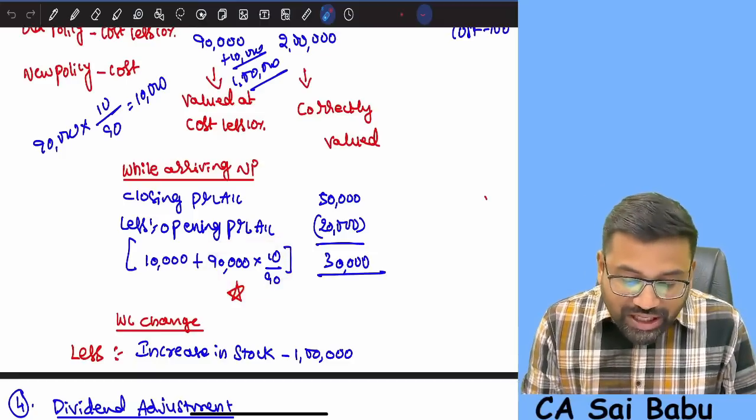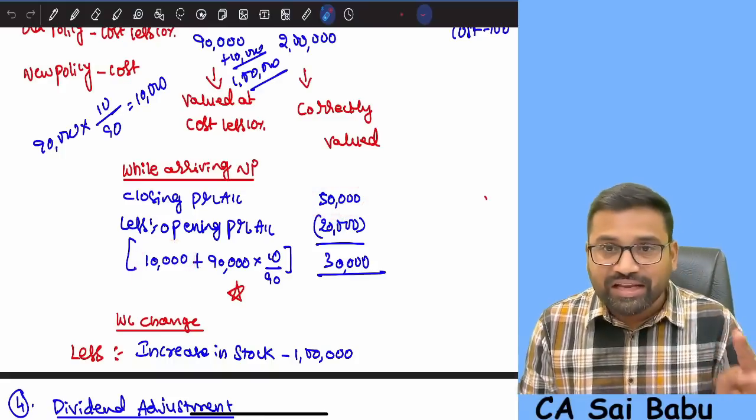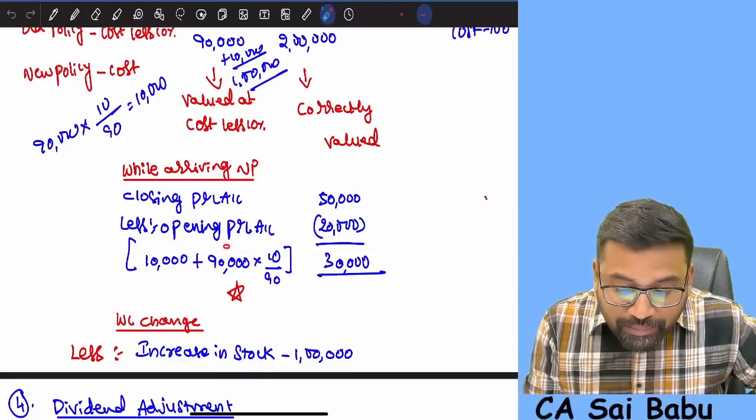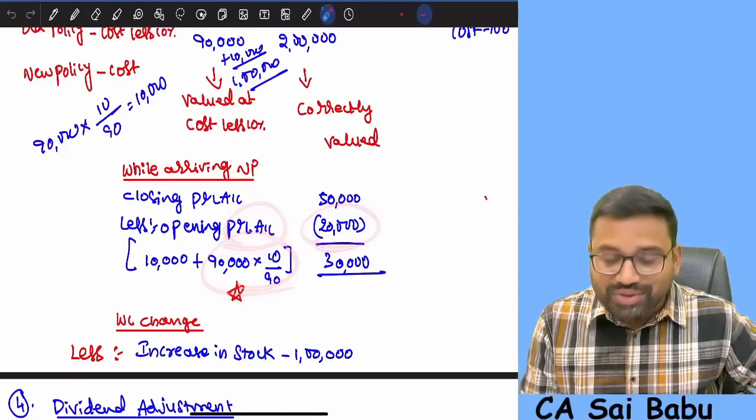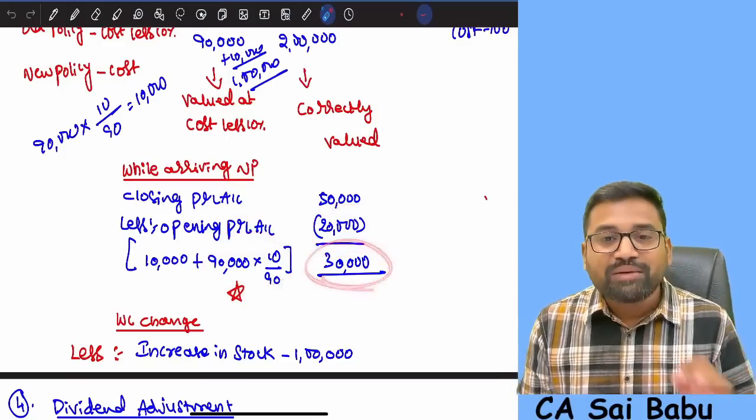Suppose in the question, they have given a closing P&L balance of 50,000. Opening P&L balance originally given 10,000. But stock was wrongly valued. If I make a correct valuation, my opening P&L would be 20,000. So that is what I need to do. So important adjustment. So then it will become 30,000.